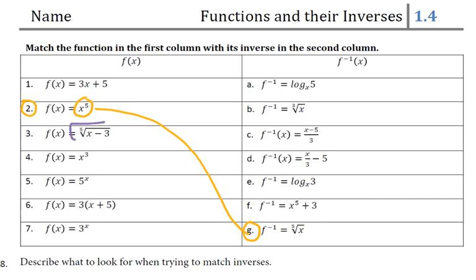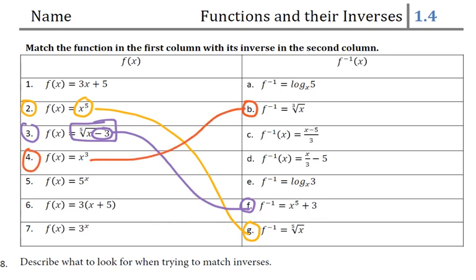Now what about a 5th root? Well, the opposite of that would be taking it to the 5th. And we've got a minus 3, so the opposite of that would be adding 3 to it. So that would be F. Okay. We've got a cube on number 4, so a cube root. B. Should be pretty apparent that we've got that one there.